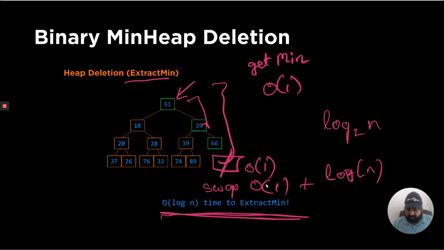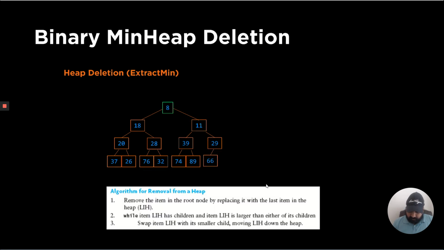So we'll typically make different comparisons till we reach the leaf node, and the overall time complexity of deletion in a heap is log of n. So this is the algorithm that I just described: you remove the item in the root node by replacing it with the last element.